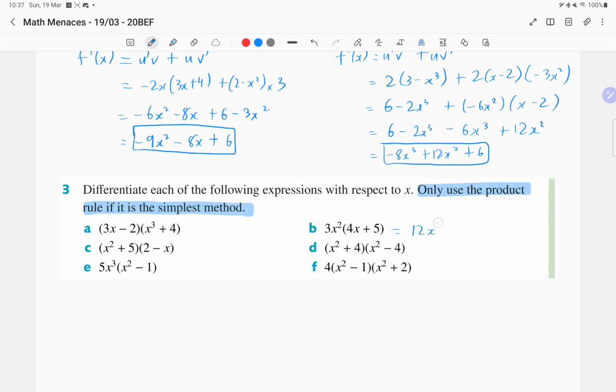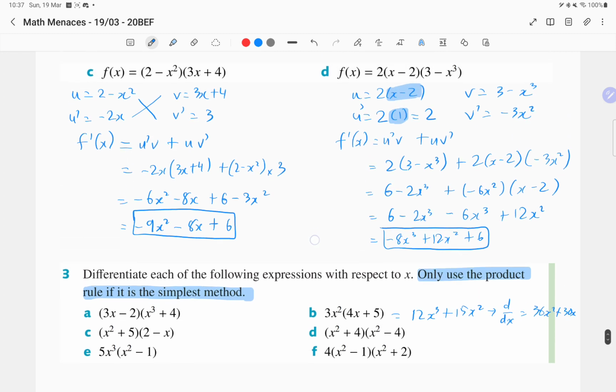That would be 12x cubed plus 15x squared, and then when you derive it, it's easy. There's no product rule, there's no u and v. You can even derive it straight away. So d over dx would be just 36x squared plus 30x. You can do that in one line. So many of these questions, you won't need the product rule, but why?